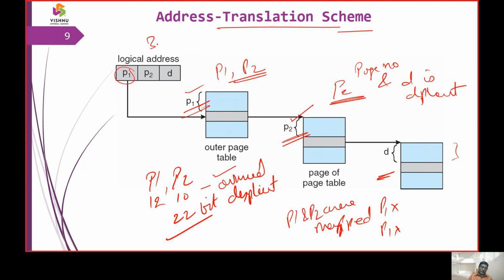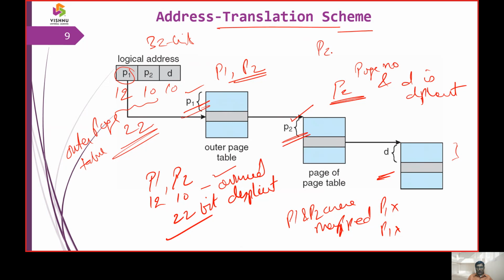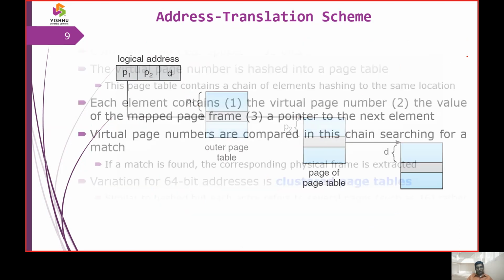So altogether, a logical address is going to be 32 bits. P1 is going to occupy 12 bits, P2 is going to occupy 10 bits, and displacement is going to add 10 bits. The first 22 bits are going to point to the outer page table, and the next ones, that is P2 and D, are going to point to the inner page table. So that is the key takeaway of this slide here.